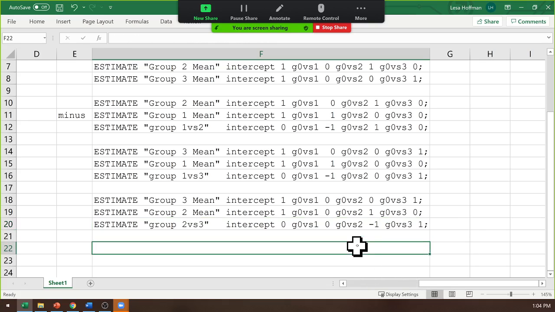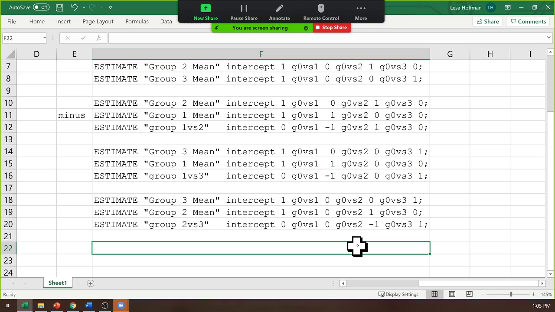So yes, the indirect comparisons would be the differences between the non-reference groups. They're implied by the model, but they're not given directly. You just have to know how to ask for them.